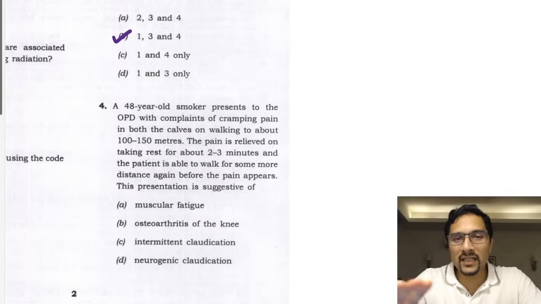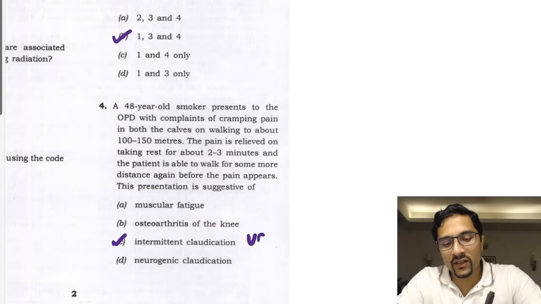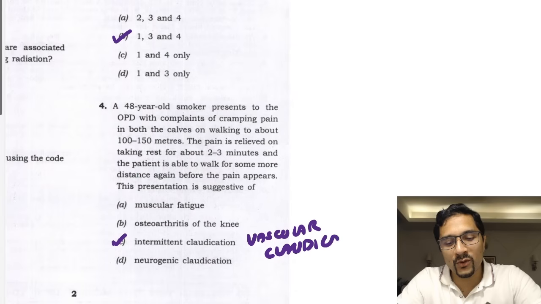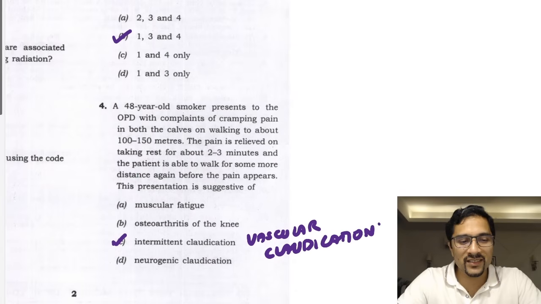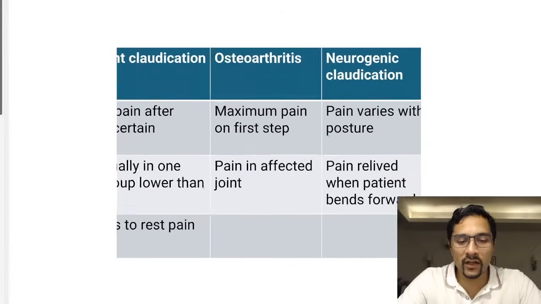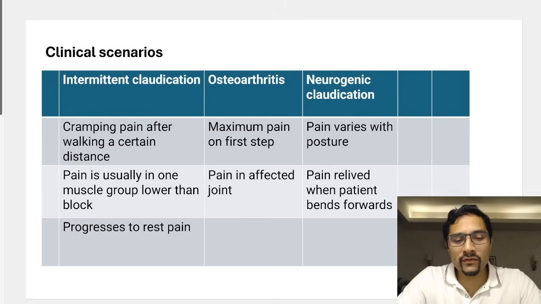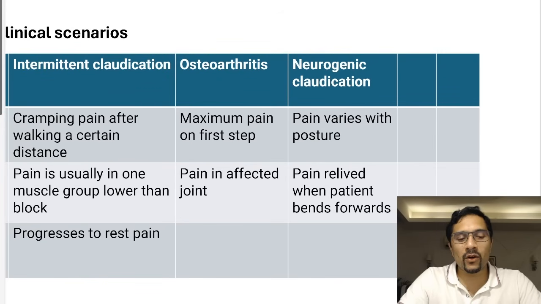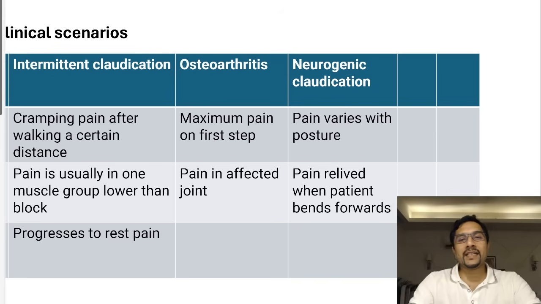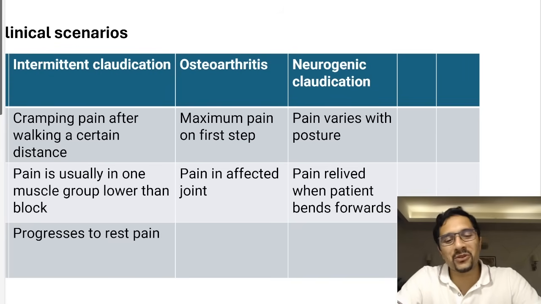So we know this is a classical description of intermittent claudication or vascular claudication. Now if you remember my lectures, I have told you that whenever you get this patient, you always need to differentiate this patient from 2 other conditions, osteoarthritis and neurogenic claudication, right? So if we see this intermittent claudication, there will be cramping pain after walking a certain distance. Pain is usually in one muscle group lower than the block, and with time, as the block increases, the pain is also going to increase.